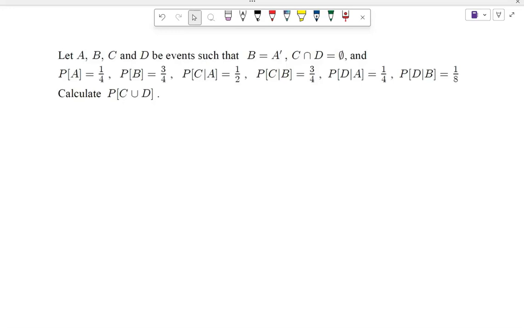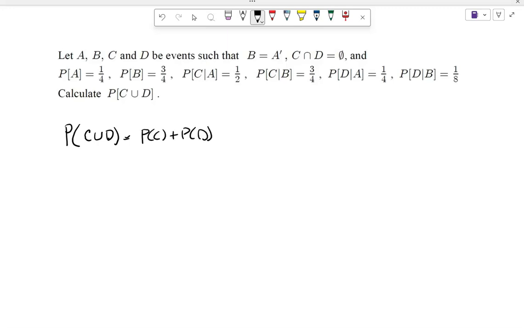So it says C intersect D is empty. What do we call C and D when their intersection's empty? Mutually exclusive, right? So looking at this piece, let's ignore the numbers for the time being. If we want the probability of C union D, well, we know a formula for breaking up the union. How can we rewrite the union? Probability of C, probability of D.